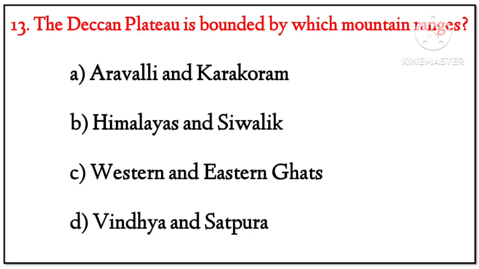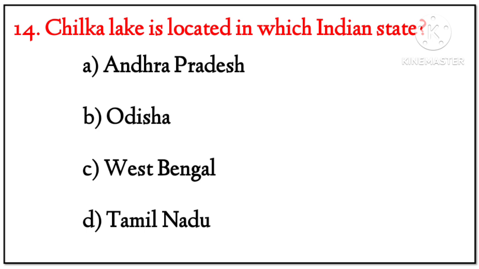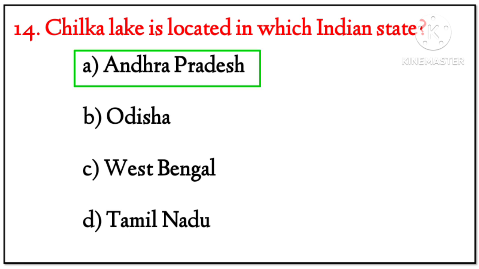13, the Deccan Plateau is bounded by which mountain ranges? Options are the Aravalli and Karakoram, Himalayas and Sivalik, Western and Eastern Ghats, Vindhya and Satpura. Our right option is the third one, Western and Eastern Ghats. 14th, Chilka Lake is located in which Indian state? Our options: Andhra Pradesh, Odisha, West Bengal, Tamil Nadu. Our right option is the first one, Andhra Pradesh.